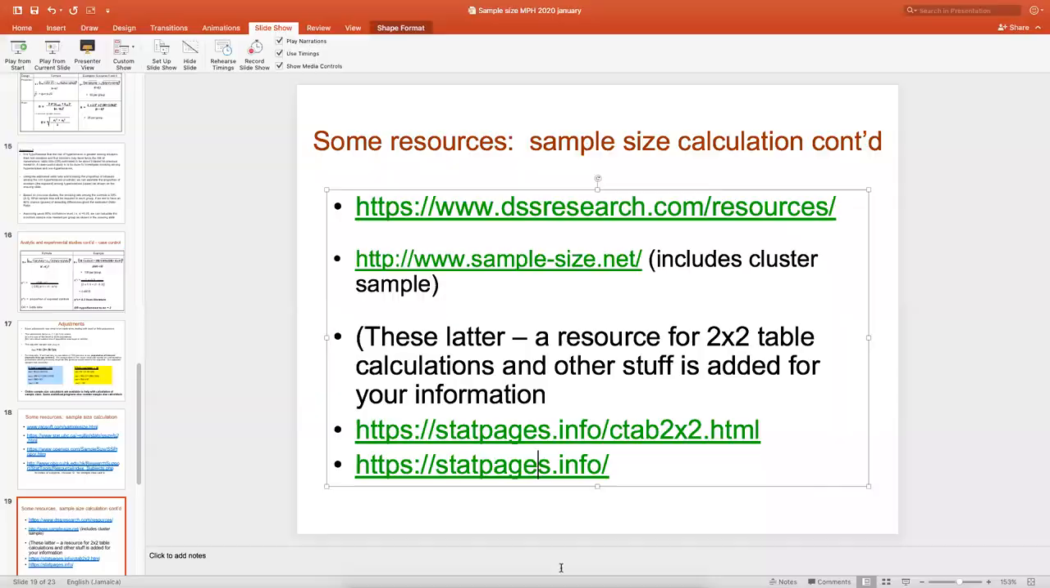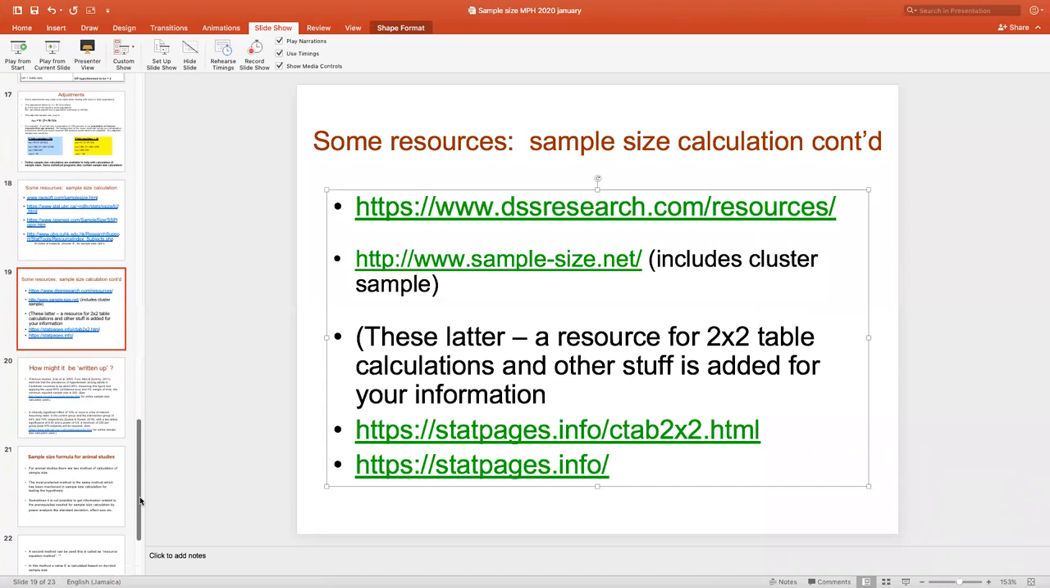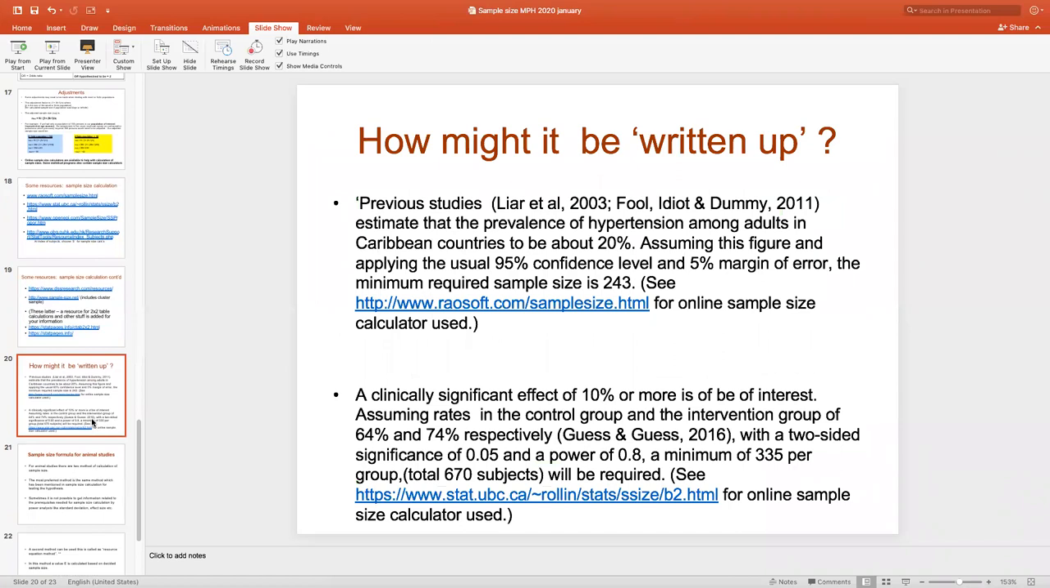And so the final two slides that I have are just to say, how do you write it up? Because this is also a problem that we find among our students. When you're thinking of ethics and you're justifying the sample size, depending on what you want to do, here's my example. Previous studies estimate the prevalence of whatever you're studying in Caribbean countries to be about 20%. Assuming this figure, the minimum sample size is that.